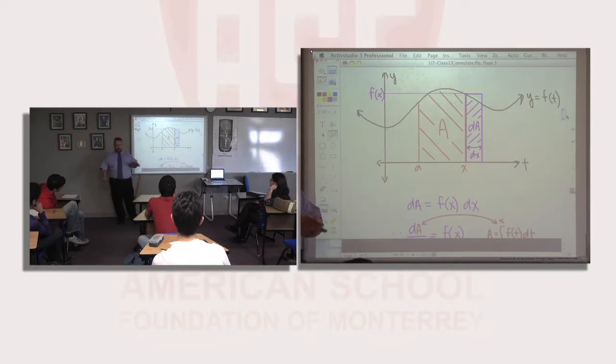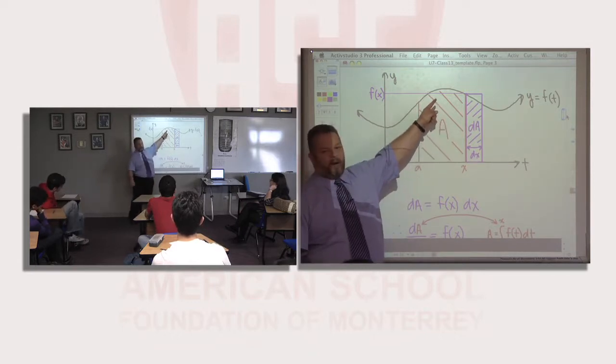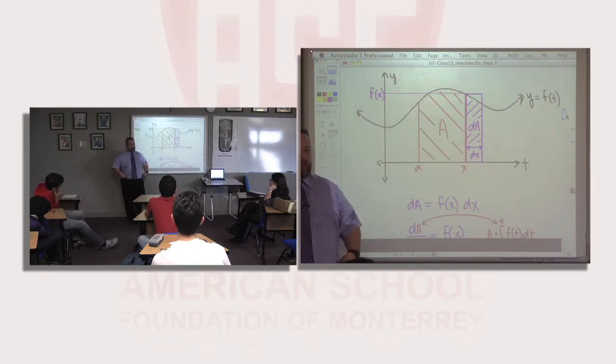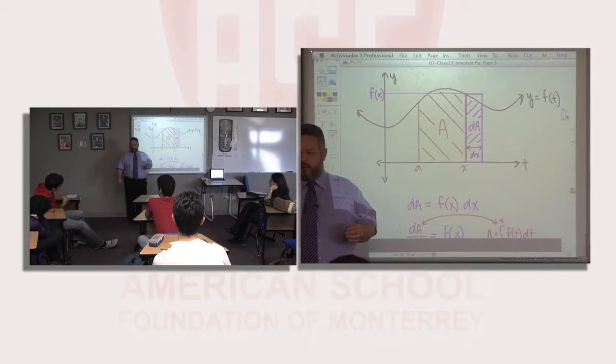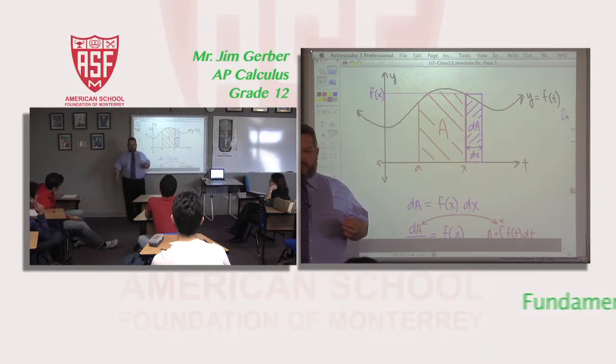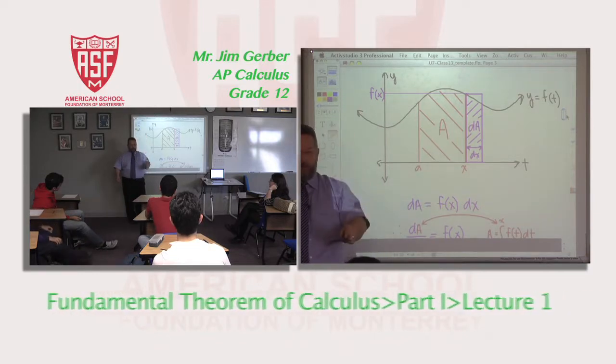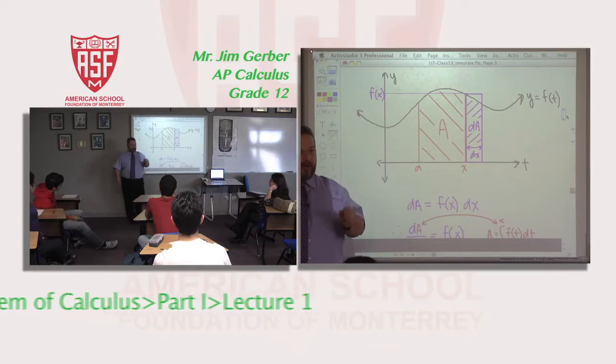Does that make sense? What if the function was really high? What if f at x was way up? What would that tell me? That A is changing very fast. Does that make sense? I think it does, doesn't it? Because it means if I move over a little bit, I'm building a very big rectangle. I'm adding a pretty significant chunk of area.